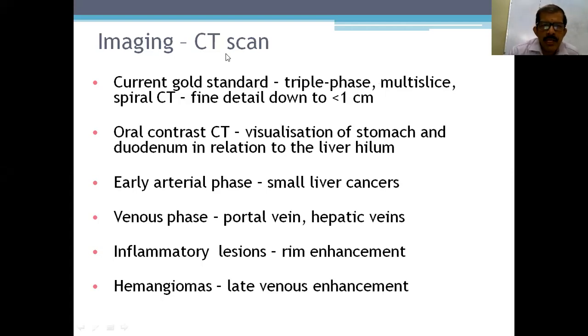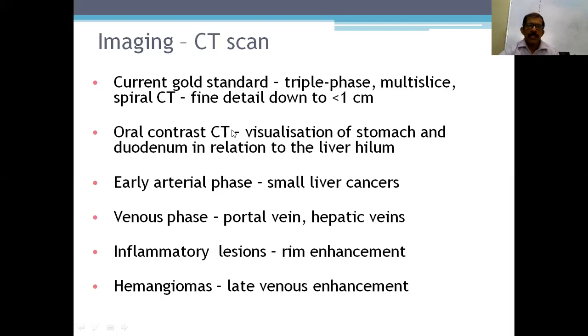So what is the advantage of this CT scan? You can pick up lesions up to 1 centimeter, and definitely not those which are less than 0.5 centimeter. It cannot pick those up. So if you want to pick up lesions less than 0.5, then you have to go for other investigations like endoscopic ultrasound or laparoscopic ultrasound.